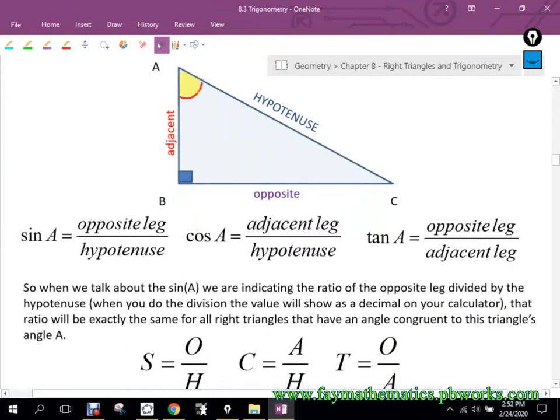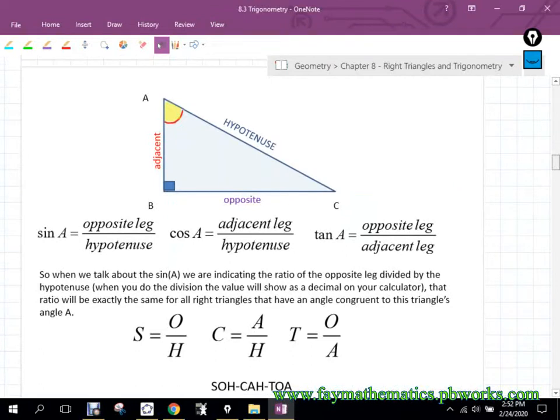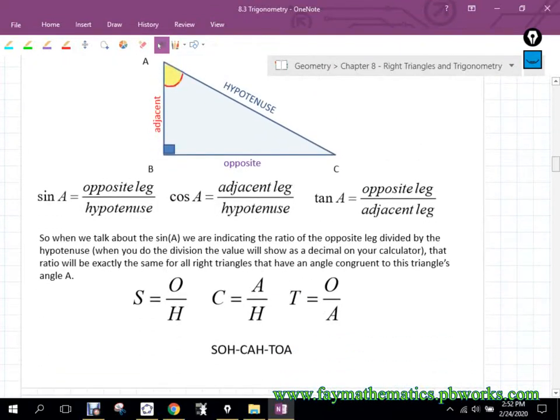So we get this phrase. You guys heard SOHCAHTOA before? Okay. So SOHCAHTOA is a mnemonic device. It's a phrase like King Henry died by drinking chocolate milk or Roy G. Biv or something like that to help you remember these three ratios. Okay. Here we're focusing on angle A.